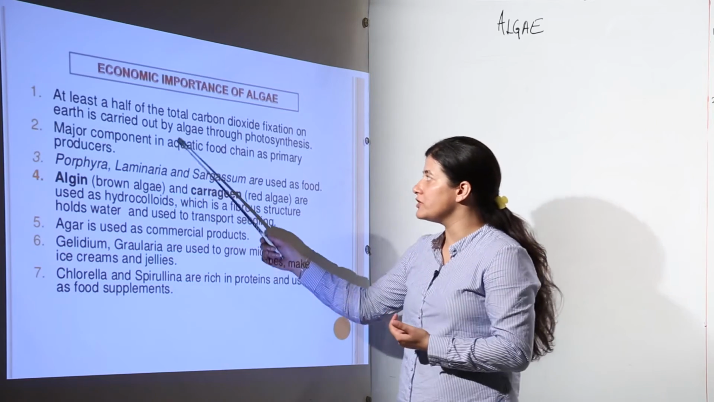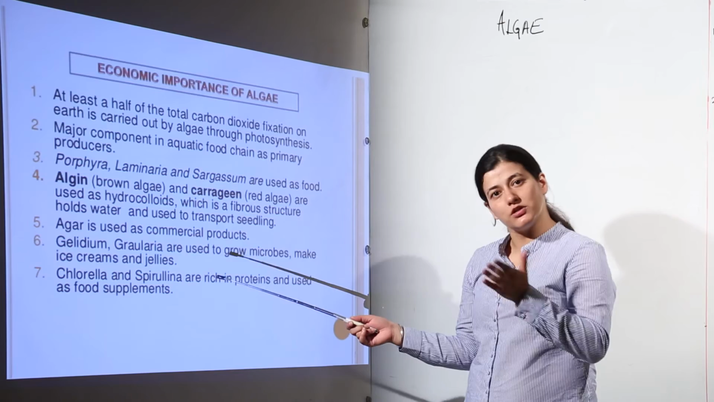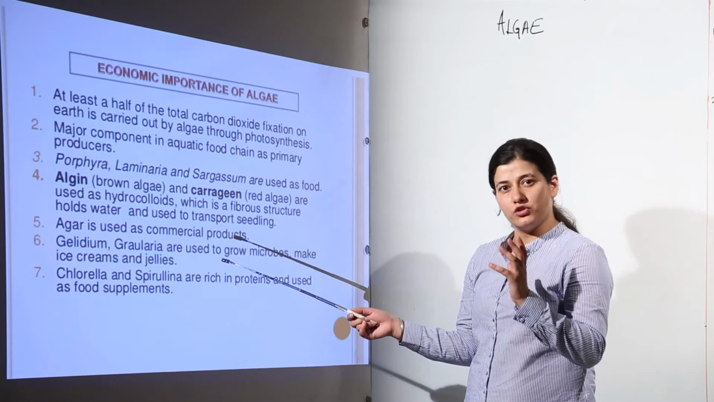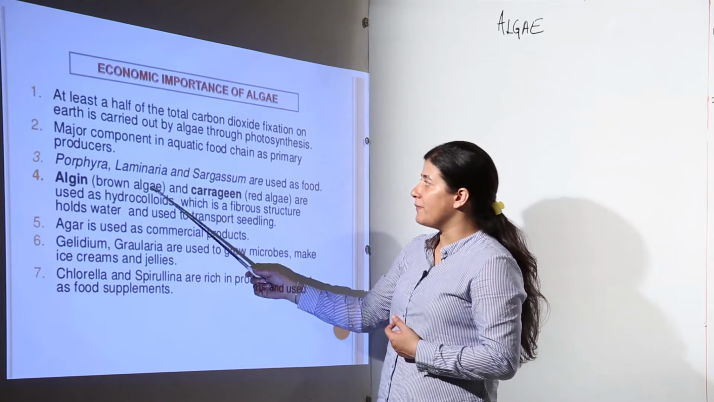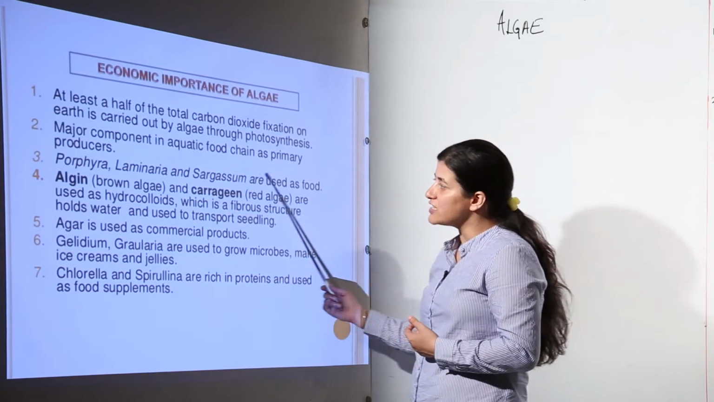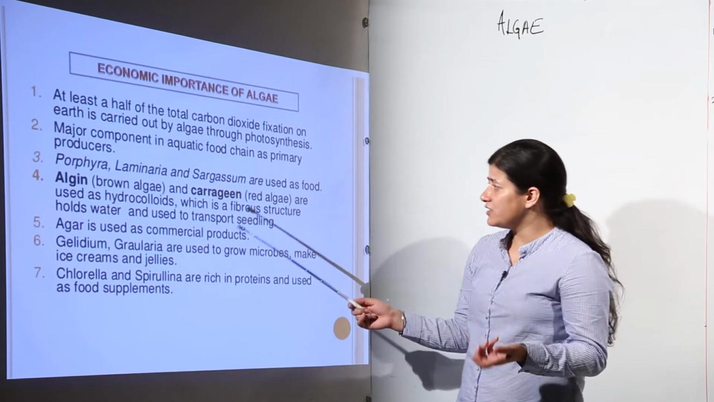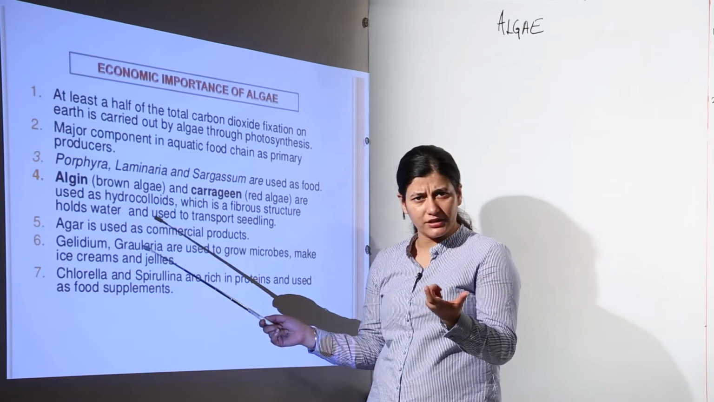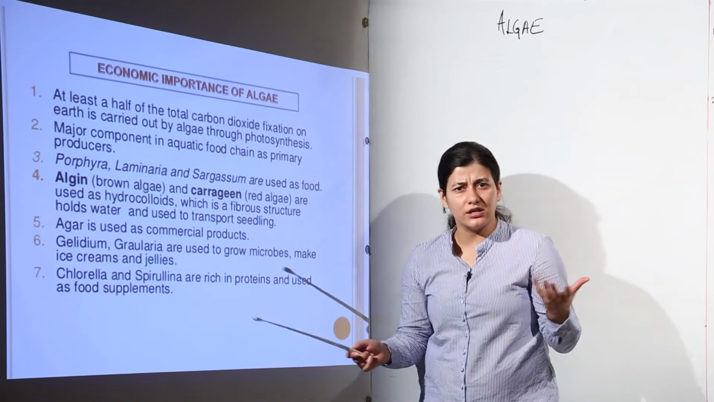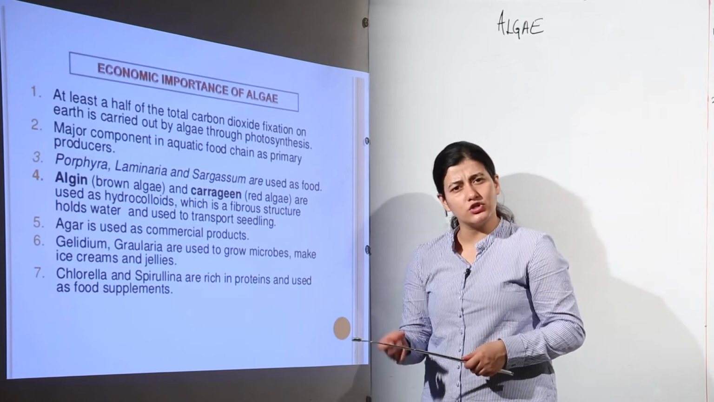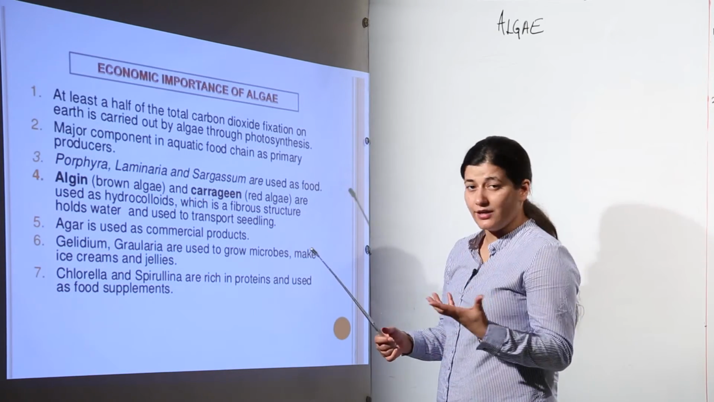It is a major component of the aquatic food chain because they are primary producers, as we talked about. The food chain starts from algae itself. Porphyra, Laminaria and Sargassum are used as food. They are high energy foods, and you know that spirulina tablets are available in the market that people consume nowadays in developed countries. In the US and the UK, you might have seen people consuming spirulina tablets. What are they? They are algae basically, which have high energy in them.